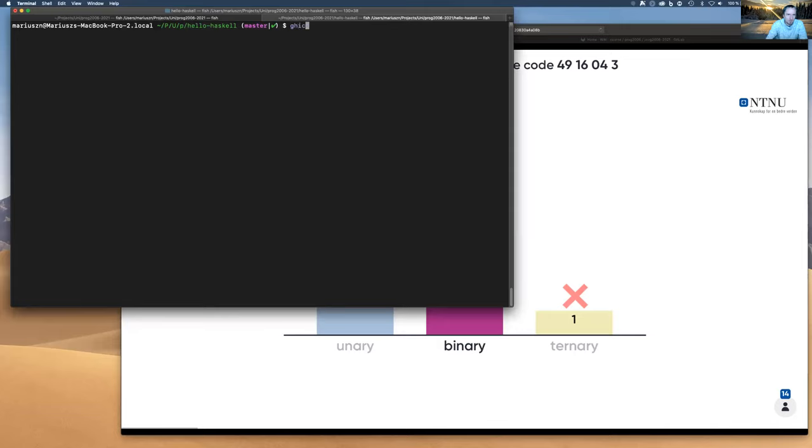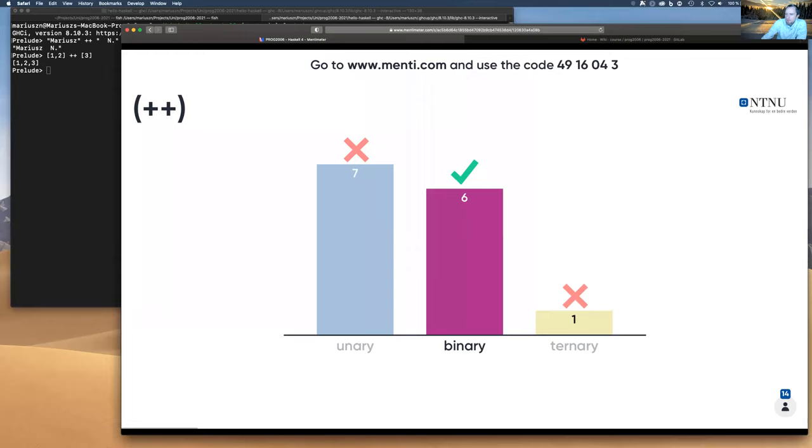So if I go to GHCI, and I say Mariusz plus plus space n dot, what's gonna happen? I'm gonna concatenate Mariusz with space n, and I'm gonna get a single string. And the same is with lists. If I have 1, 2 and concatenate it with 3, then I'm gonna get a list of 1, 2, 3, right? So it's a binary operator. It takes left-hand side and right-hand side. All right, let's do the next one.